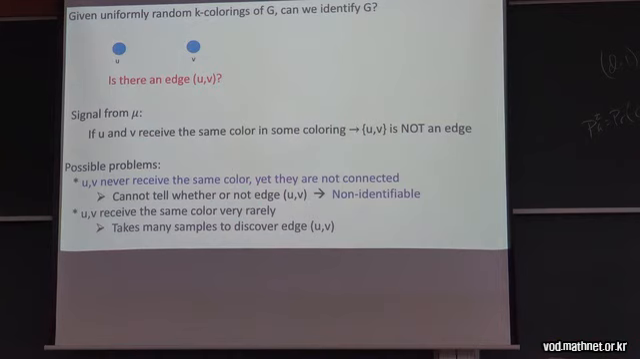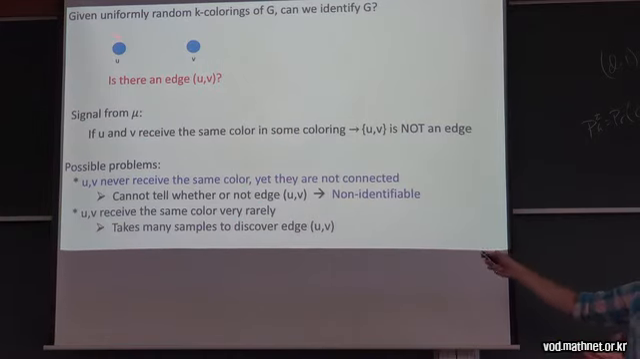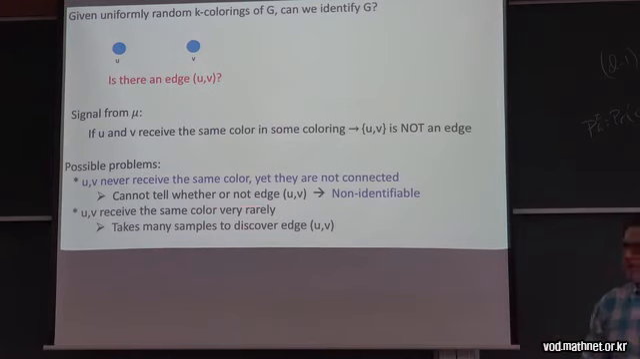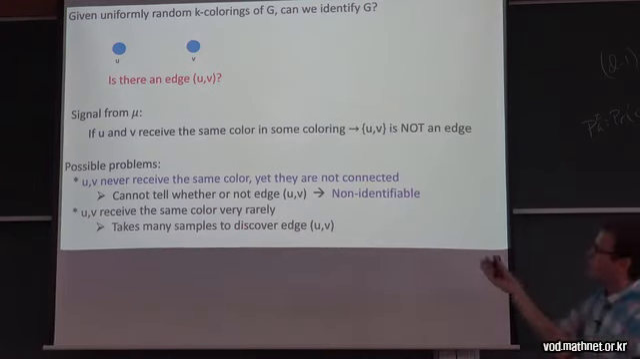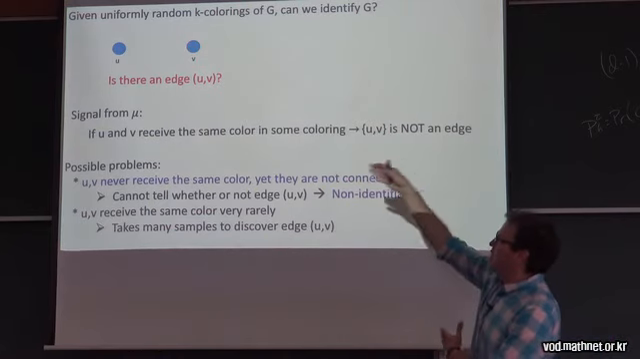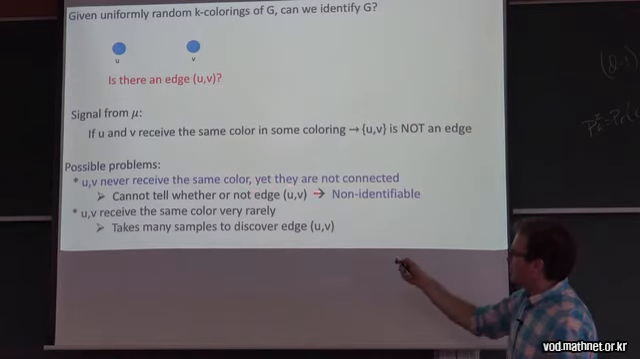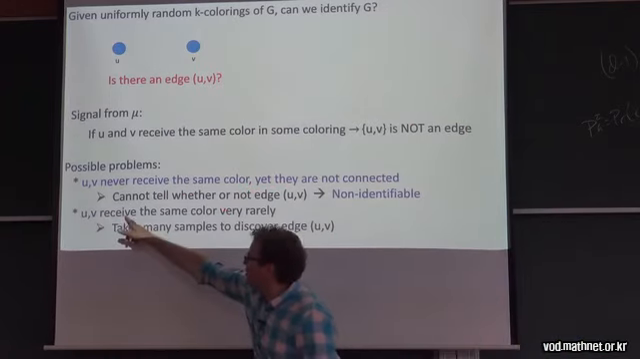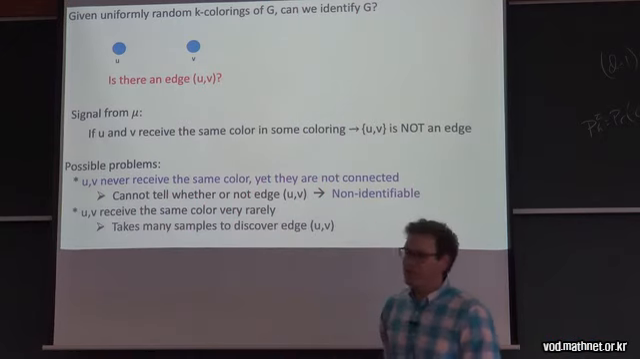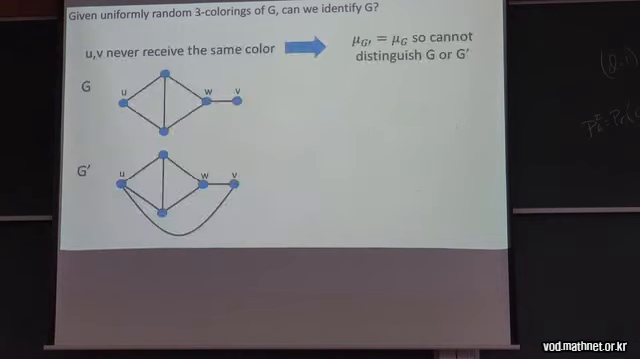So you never have a proof that they're not adjacent. Then it's not identifiable, because I could add in the edge between u and v or leave it out and it doesn't matter, because they always get different colors. So you can never tell the difference between that graph and that graph with the edge between u and v. Now the other problem is maybe this doesn't occur, but the probability that they actually receive the same color is exponentially small, and then we're going to need a lot of samples. So there's two things that can go wrong.